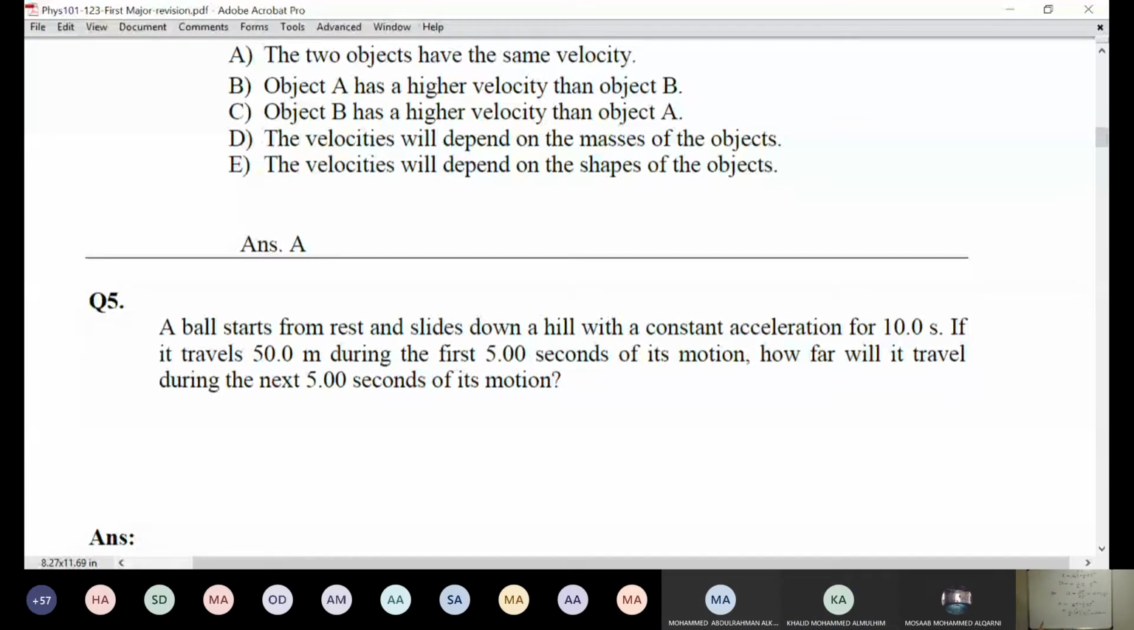Based on this, not proceeding any further, can someone tell how much distance it will cover in the next 5 seconds? 150. Because the total distance is 200, and in the first 5 seconds it has covered 50 meter. So we just subtract, right? 200 minus 50, it will be 150 meter distance covered in the second part.